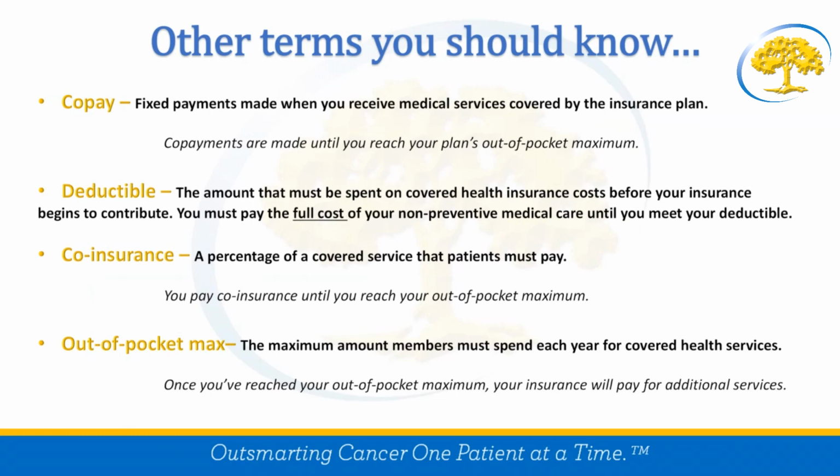Then we have a co-insurance, which is a percentage of what your covered service is going to be. So, for example, that's 80% covered by your insurance, 20% covered by you. Out-of-pocket max is the total amount a member is responsible for each year for their health services. So, for example, a total out-of-pocket of $6,700. Once you reach that, the insurance is going to pay 100% for any other services you get.